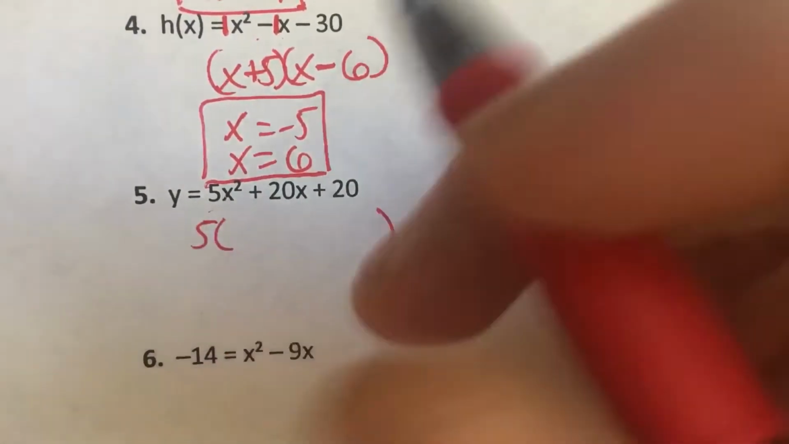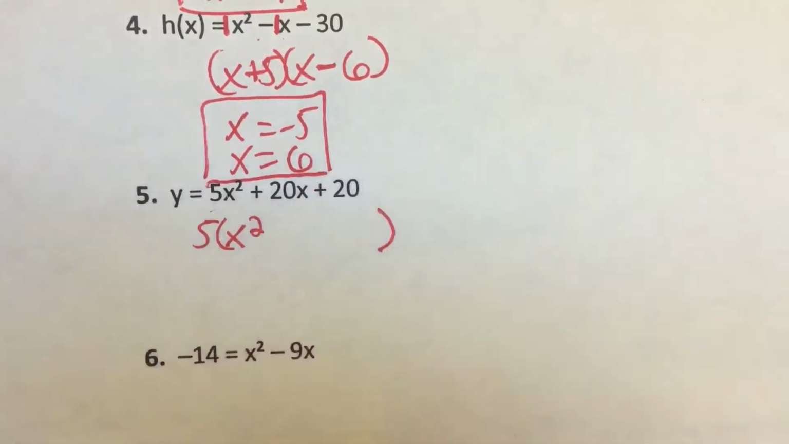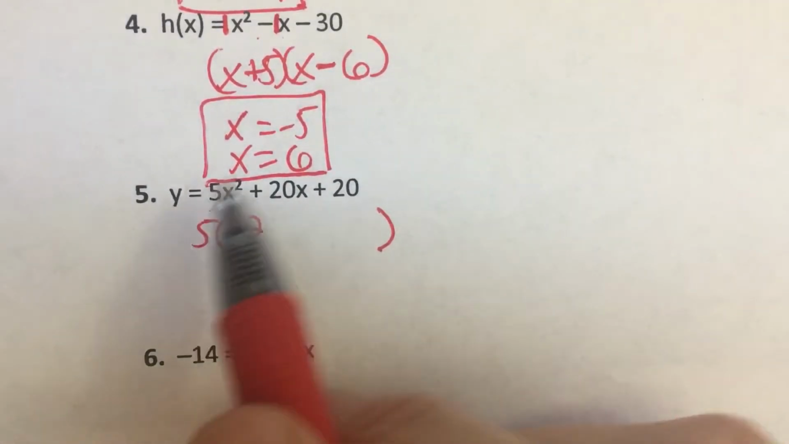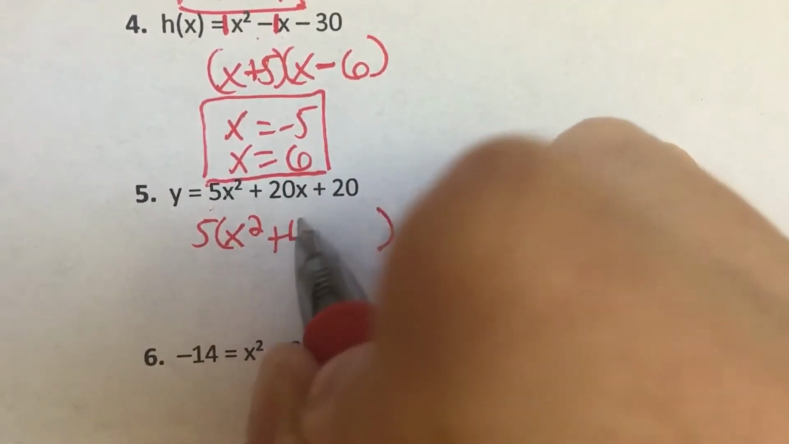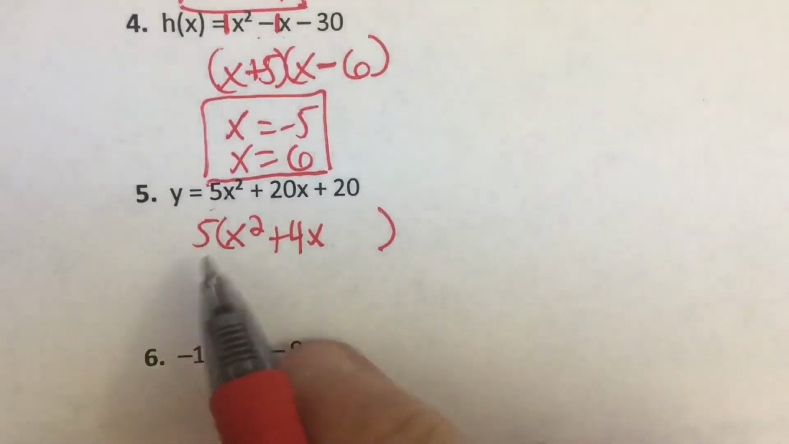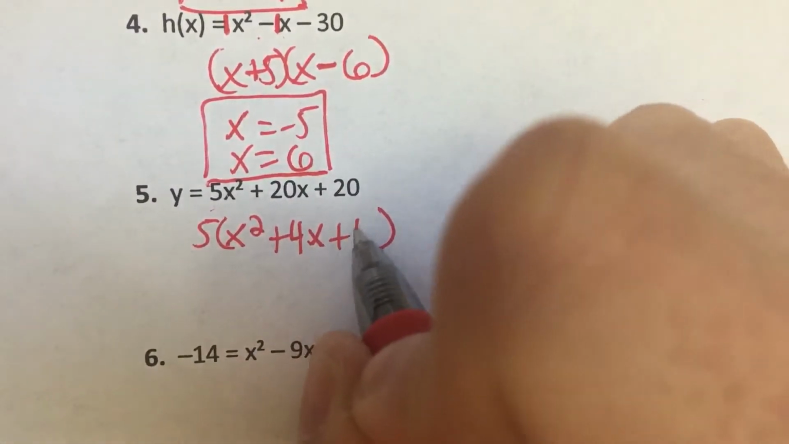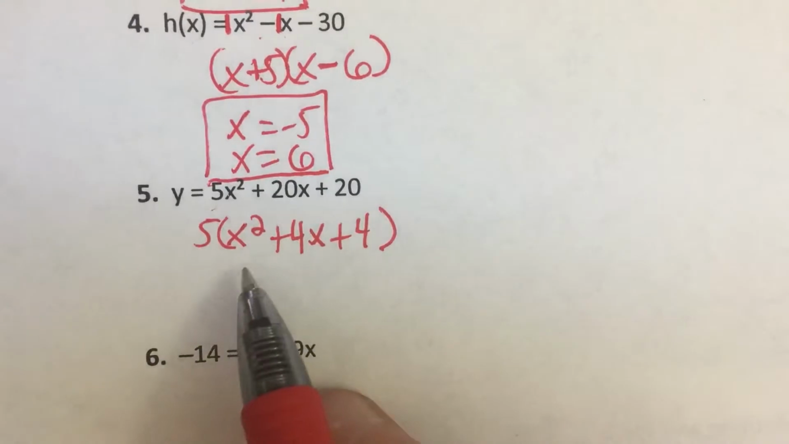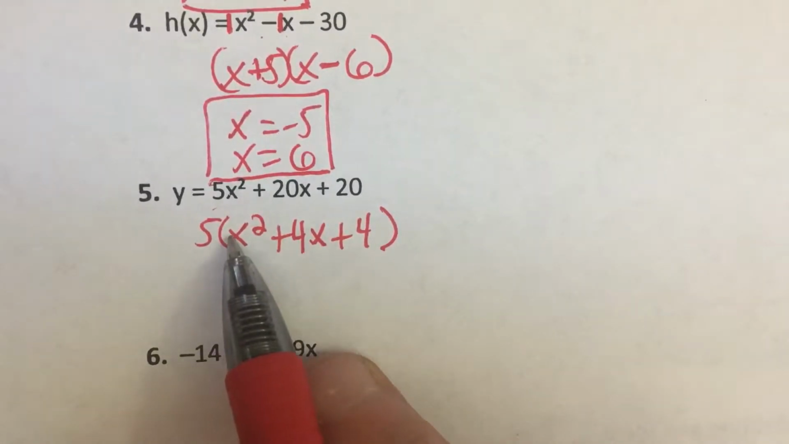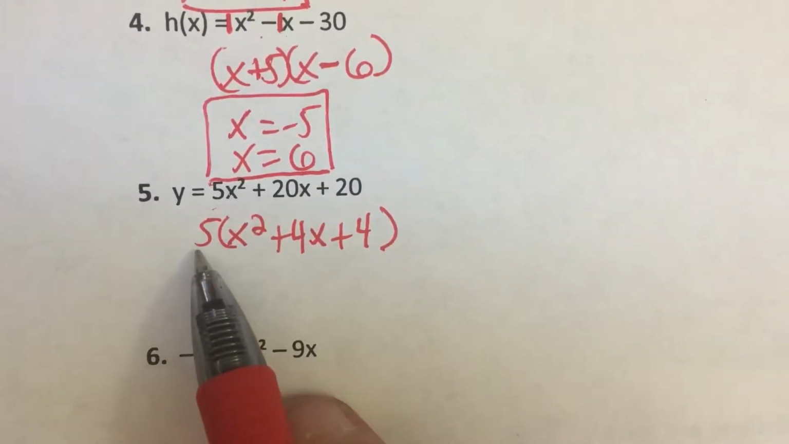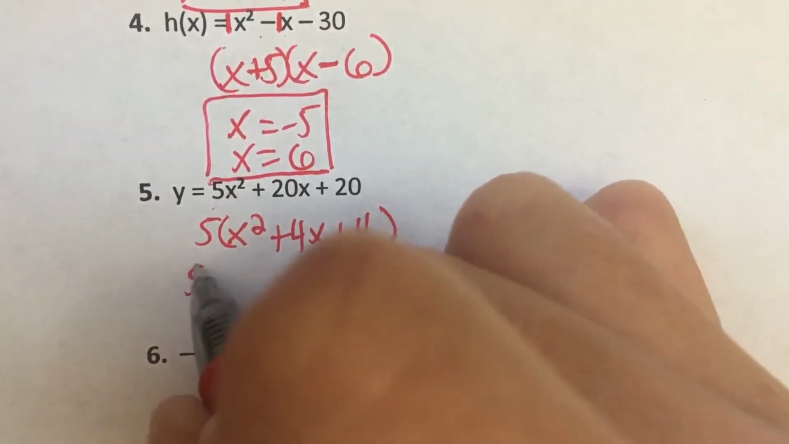5 times what would make 5x squared? x squared. 5 times what would make a 20x? 4x. 5 times what would make a 20? A positive 4. Now the inside trinomial no longer has a number in front of the x. That 5 has now been moved outside the parentheses, so I'm going to keep that for the moment.